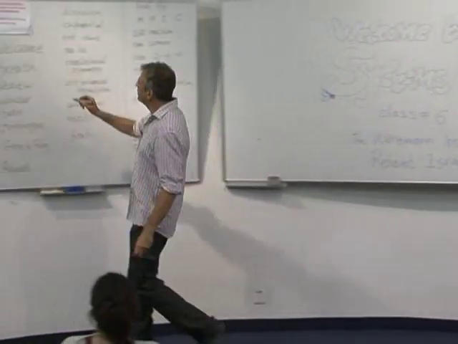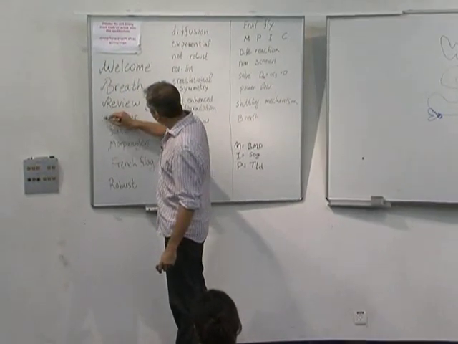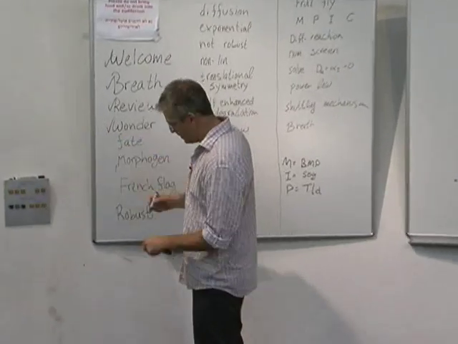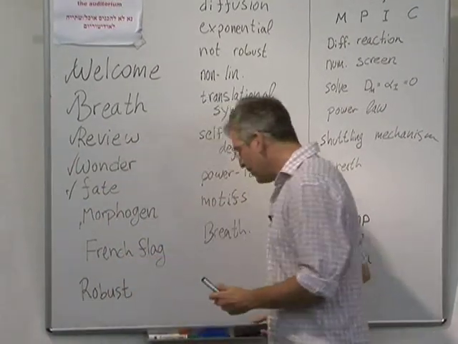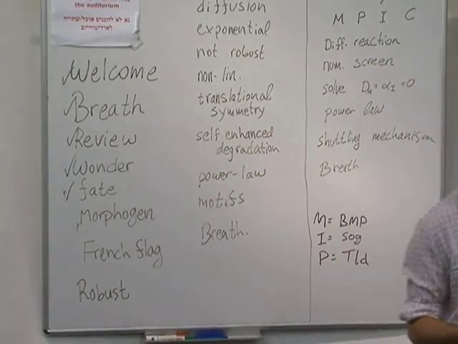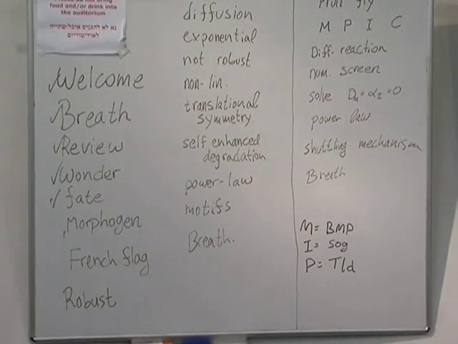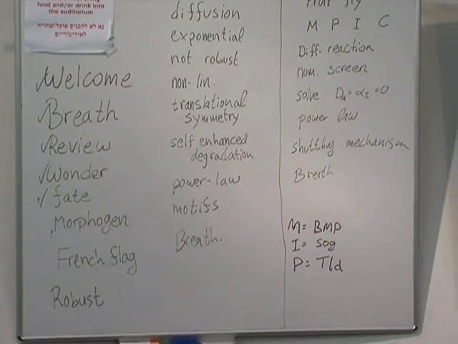So this is the wonder of developmental biology, and the idea that cells have to take on different fates. The fate is a word like to become a muscle cell, skin cell, blood cell, etc.